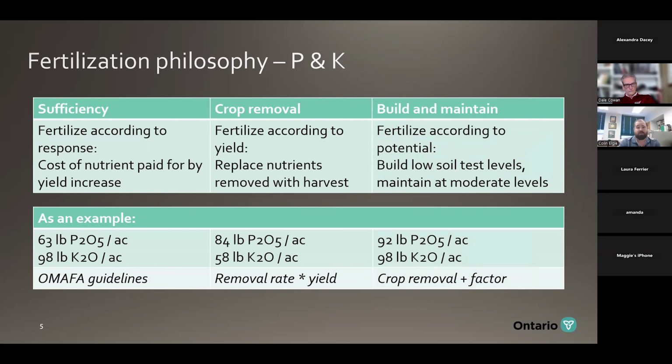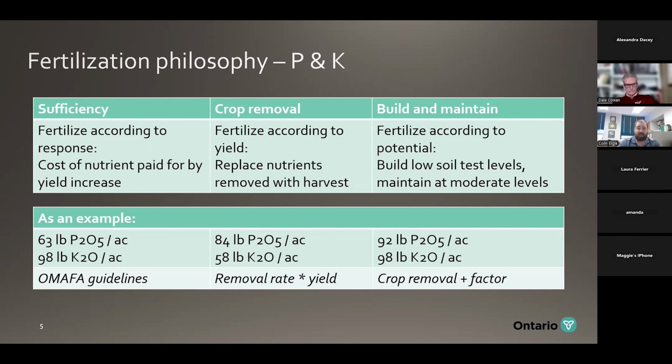And finally, our build and maintain approach. And this is really looking at building up those low testing levels, maintaining at moderate levels, and where we've got very high or extreme soil test levels where we know we're going to get zero response to added fertilizer, we know there's a higher environmental risk at those high levels. We can draw those down, take advantage of the fertility that's in the soil, and really make sure that we're just fertilizing what we need, building up so we've got a good potential for that yield, and looking to maintain those levels.